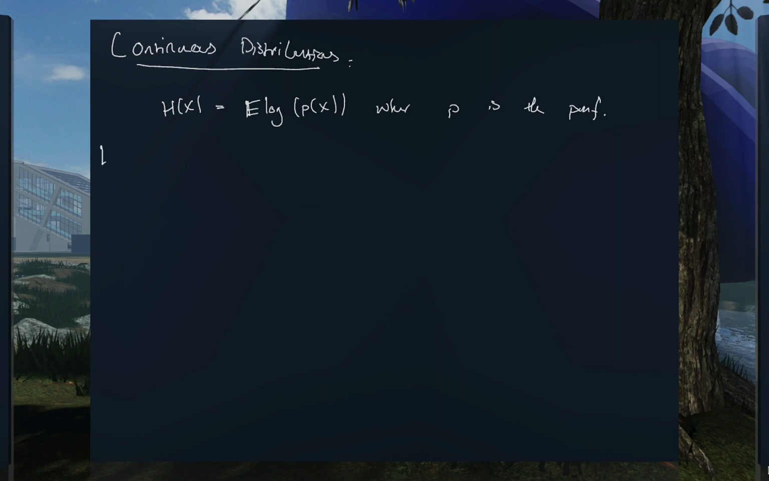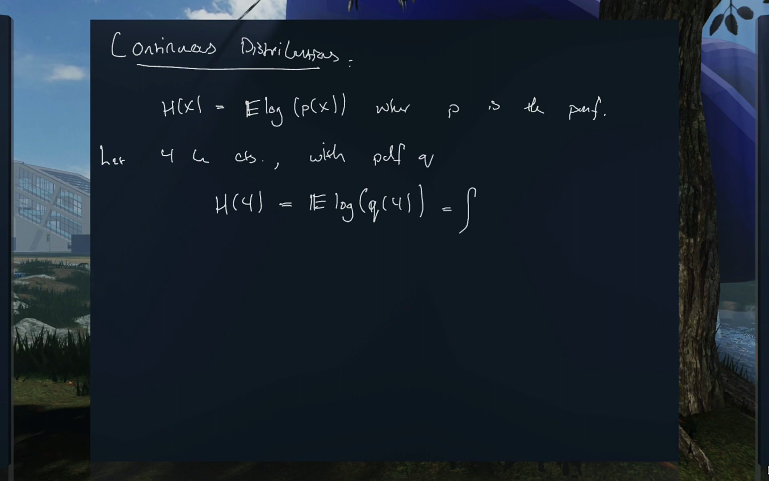Now, this suggests the following definition. Let Y be a continuous random variable. Then we could define what is called the differential entropy of Y to be the expectation of the log of q of Y, which is this thing here: the integral over curly Y of q of y log q of y.